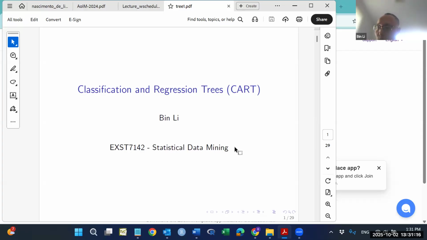So today we will talk about classification and regression tree.